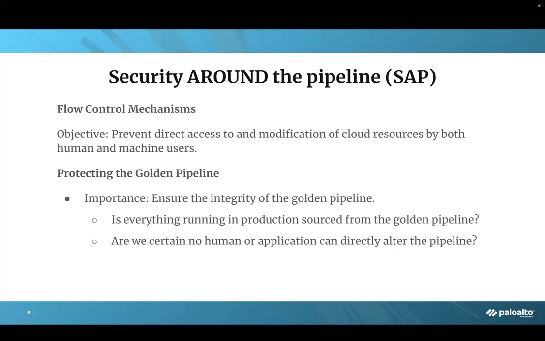Is the origination coming from the pipeline? Anything that is not coming from the pipeline is not covered by the security around the pipeline, right? So the next question you will be asking is, are we certain that no human or application can directly push code down the pipeline?